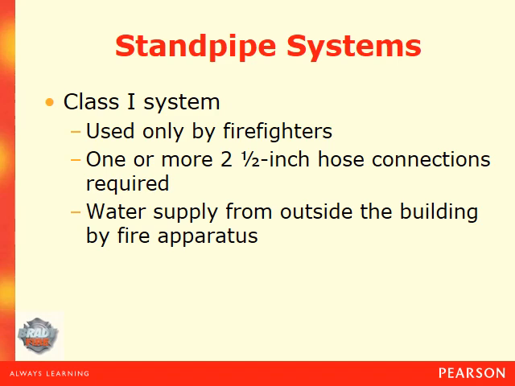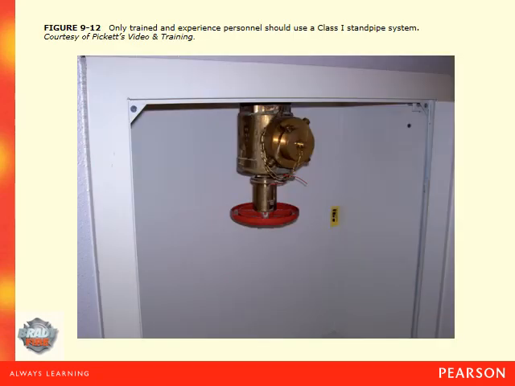A Class 1 system should only be used by firefighters, and one or more 2.5-inch hose connections are required. The water supply from outside the building is done by the fire truck. Often you see these Class 1 systems in parking type decks. Here's an example of a Class 1 standpipe system.